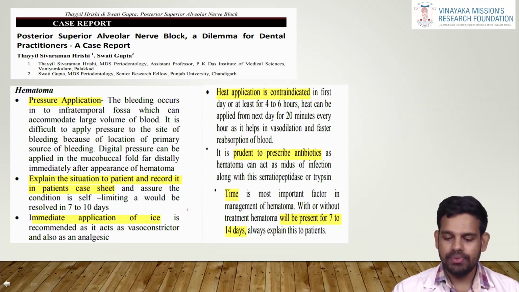And it is prudent to prescribe antibiotics. We should give antibiotics as the seepage of blood might cause infection. Time is the most important factor in the management of hematoma. With or without treatment, hematoma will be present for 7 to 14 days. So if you don't manage it immediately, it will last for 7 to 14 days. So swift management of the hematoma is mandated.